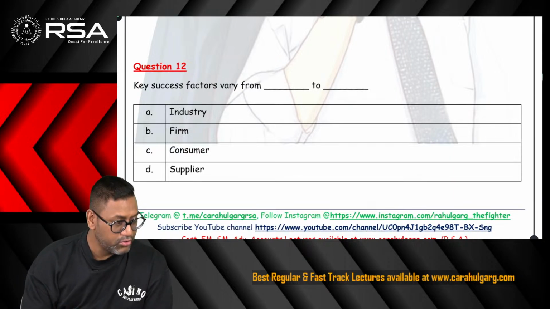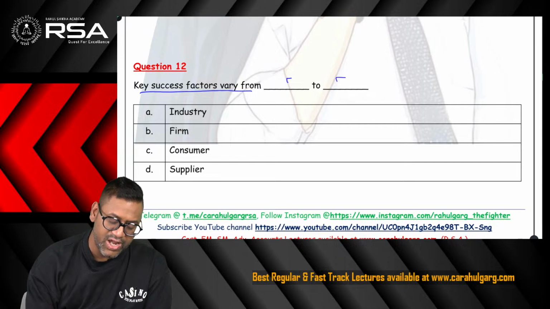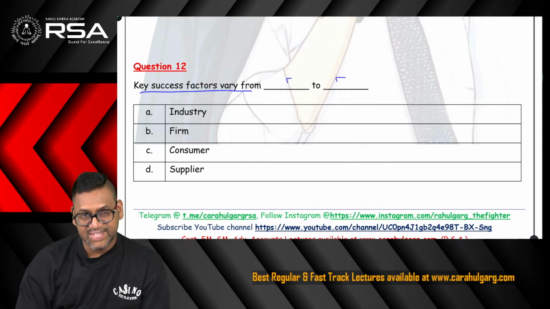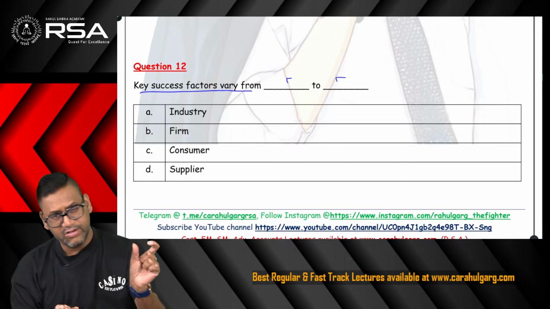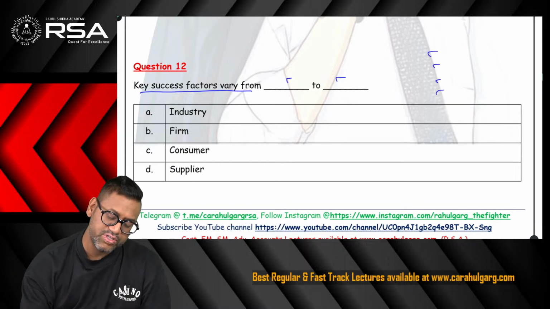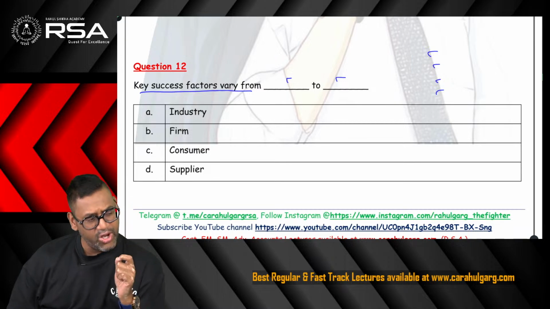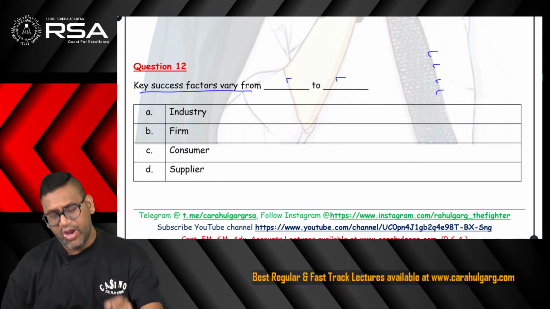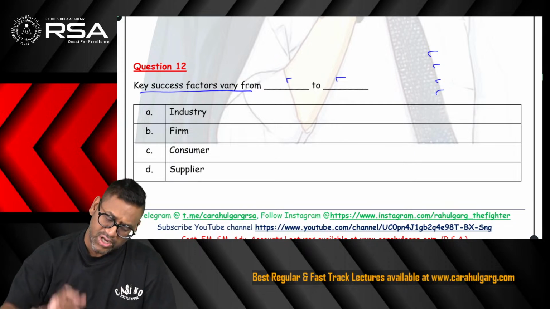Okay, moving to the next one. It says key success factors vary from dash to dash. For any particular field of operation, there are certain factors which are called the key success factors. That if you tick these boxes, then you are bound to get success. For example, when a student comes into this course, we say that you have to be very focused, you have to be determined, and you have to follow discipline with consistency in your schedule, and then yes, you can be successful.